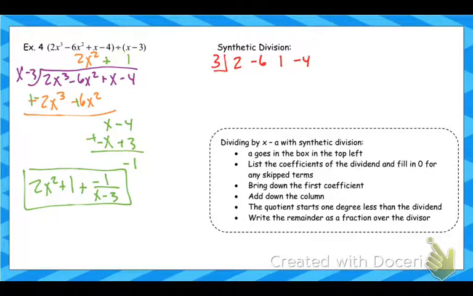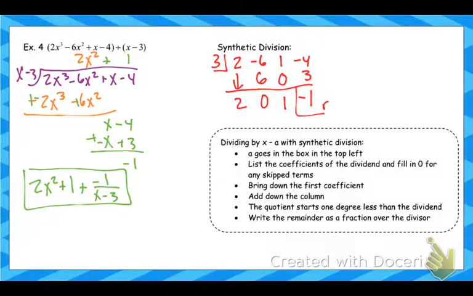Then the process, we start with the first number and we just bring down that first number. We don't do anything with it. Then we're going to do the same thing for everything else. I take the number at the bottom, I multiply by my number in the box, and I write it in the next spot. Then I add down the column. Then I take the number at the bottom, multiply by the number in the box, and I add down the column. 1 times 3, multiply, add down the column. The last number that you get is the remainder.